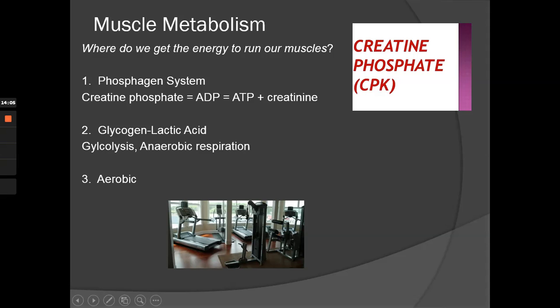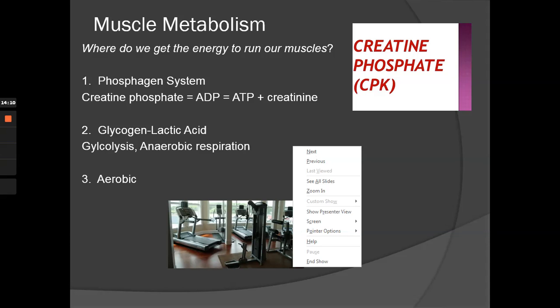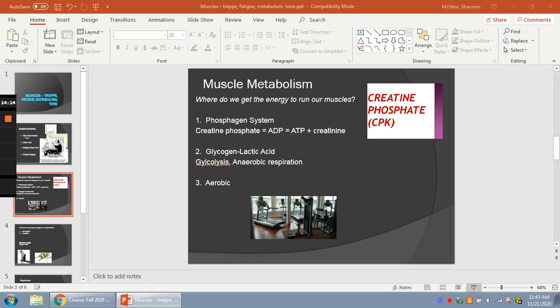Oh, and I just noticed that I messed up our little equation here, and we're going to go in and fix it.